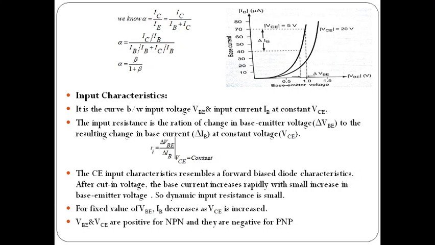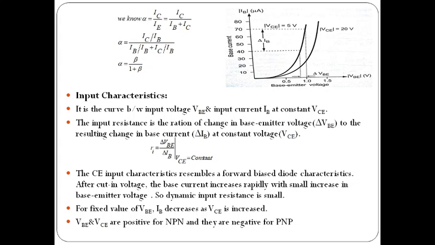After the cut-in voltage, the base current increases rapidly with a small increase in the base emitter voltage. So by changing this VBE value by a small amount, that IB value changes rapidly. So from this we can say the dynamic input resistance is small. Why? Because when VBE changes, IB also changes. A small change in VBE gives a larger change in IB. So the input resistance Ri equals ΔVBE by ΔIB will be very small.